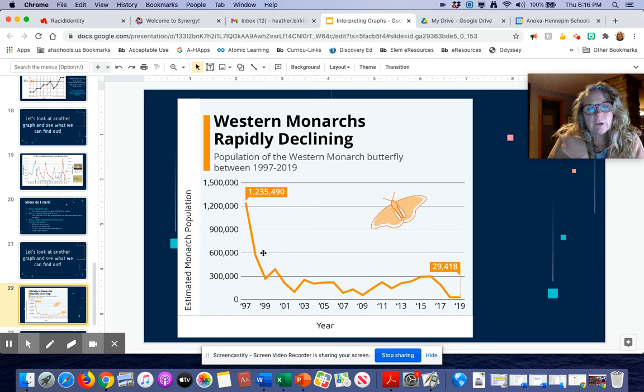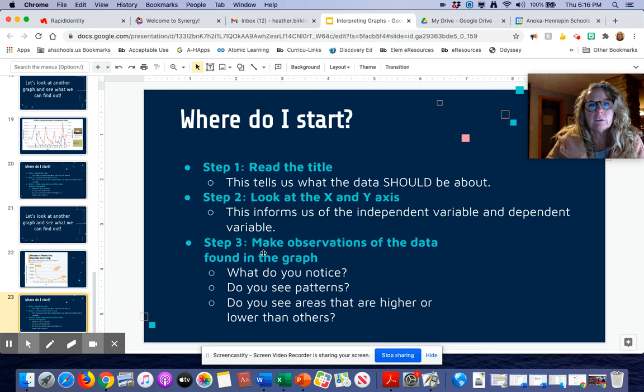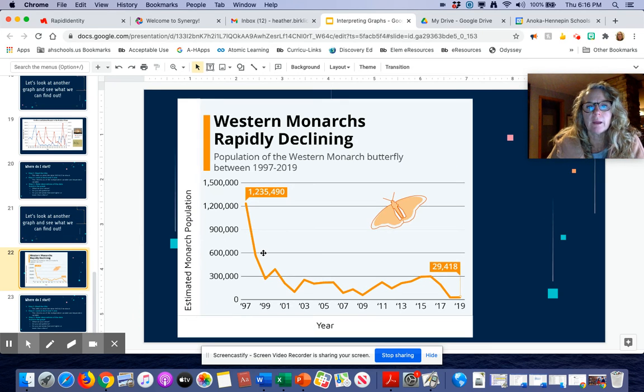So again, let's have you start with the title. And I'm going to ask you to just look at the graph again and use this title. What do we know, and what about the X and the Y axis? So we're looking at, again, the year, and then the population of monarchs. We're looking at it between 1997, excuse me, and 2019. So this is a very current graph. Okay. Then we want to think, okay, what can we learn from this graph?